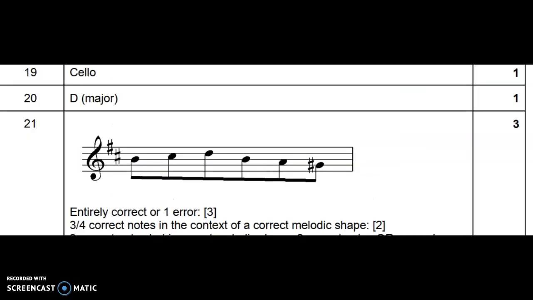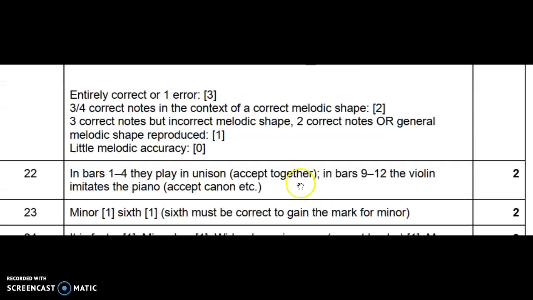You hear the cello, it's in D major. It goes one note up. In the beginning they played in unison, and in bars 9 to 12 the violin imitates the piano. It was a minor sixth because you have F sharp to D.